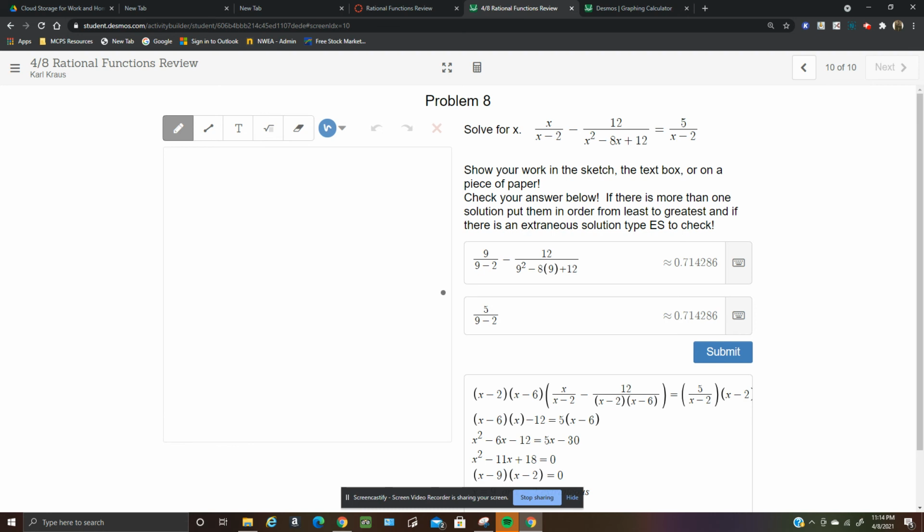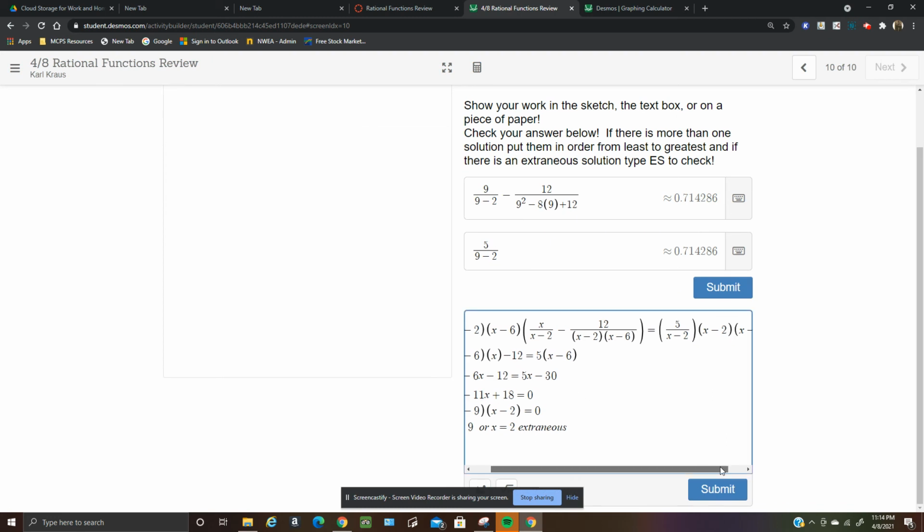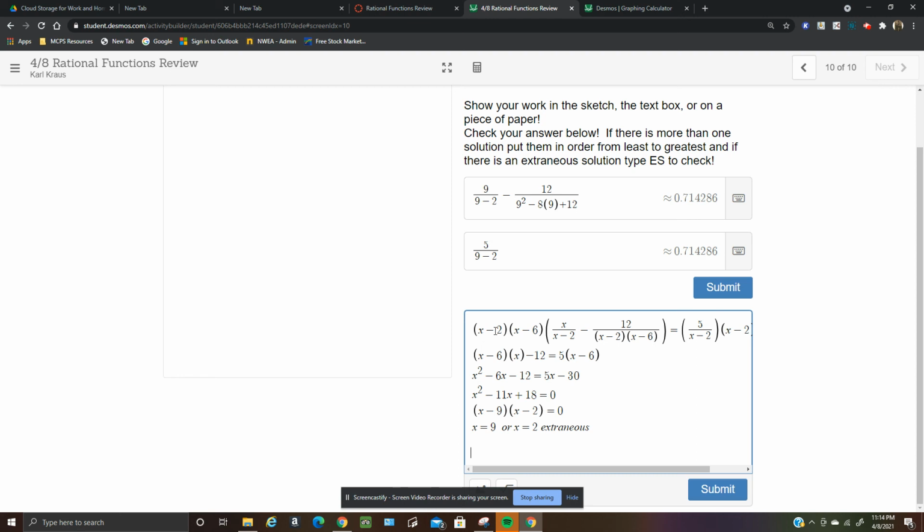All right. On this one, you want to factor this denominator. Factors of 12 that give you a negative 8 are negative 2 and negative 6. You're going to multiply by the LCD again. And then on the left here, the x minus 2 cancels. You get x minus 6 times x.